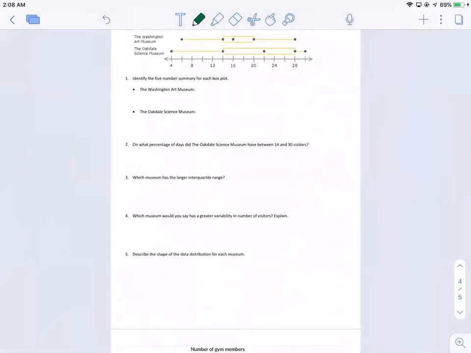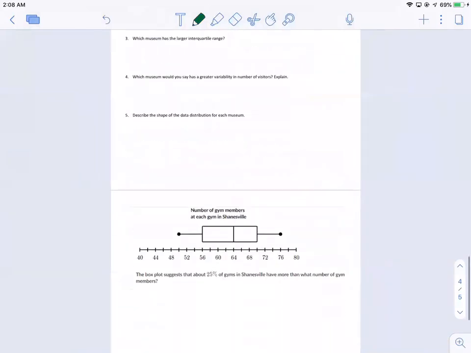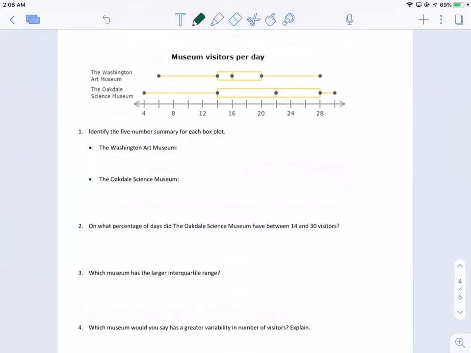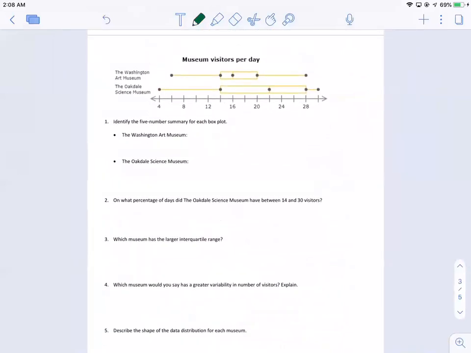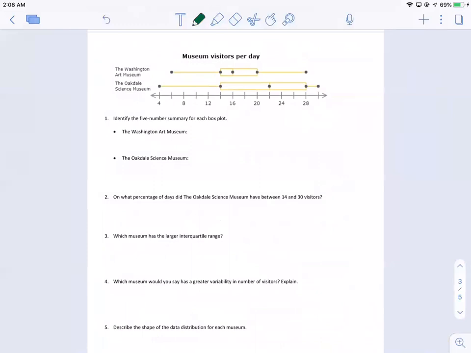Probably a good idea. I recommend at this point, pause the video, try numbers 1 through 5 here and this extra problem on the last page. And then you can check with my work. So pause the video. All right, go. And let's do this real quick.